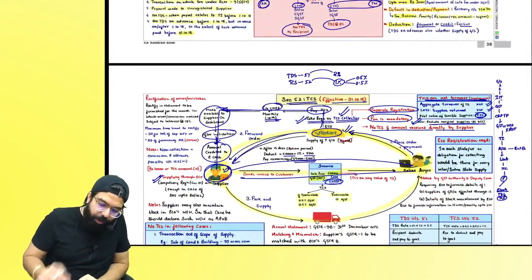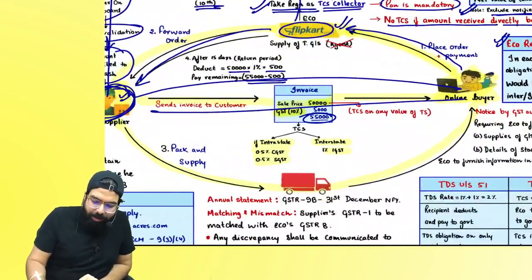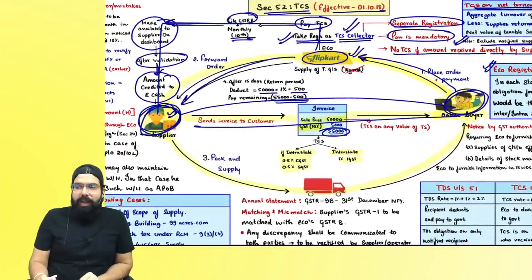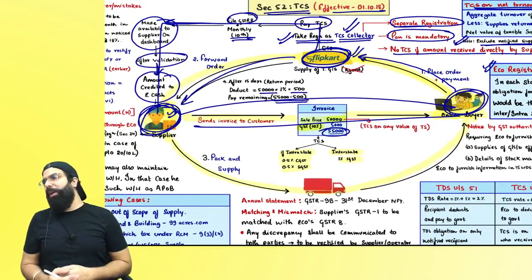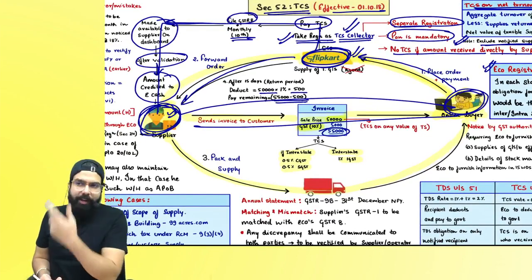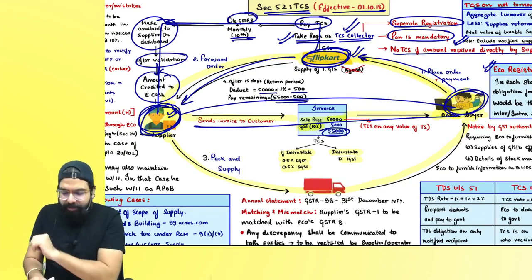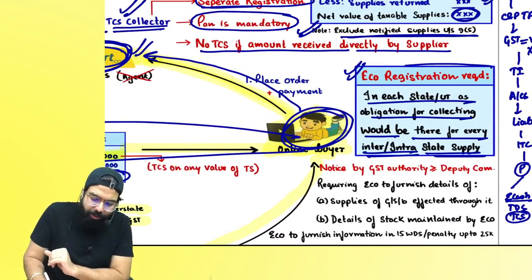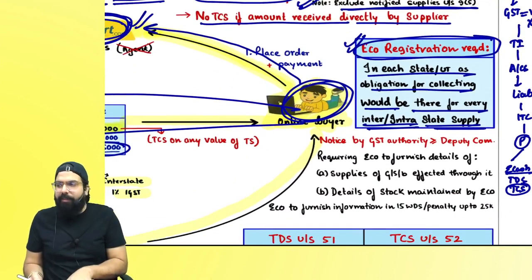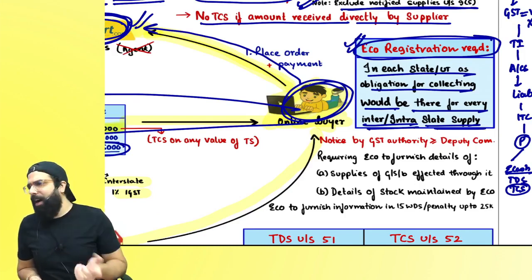Next. Now they are asking, sir, for the supplier and buyer who are there, this Flipkart will deduct TCS. Now Flipkart asked, sir, do we have to take registration in every state? The government said, yes, because if you have suppliers in every state, you will have to deduct TCS in every state. So the requirement or obligation for collecting TCS would be there in every intra or interstate supply, and hence you are going to require registration in every state or UT where your suppliers are present.